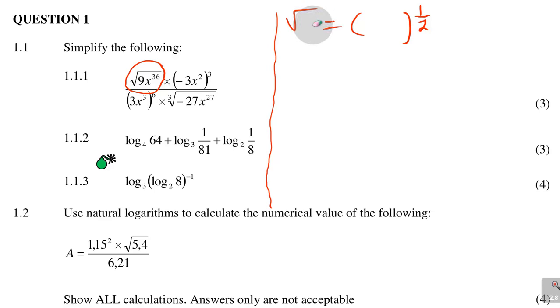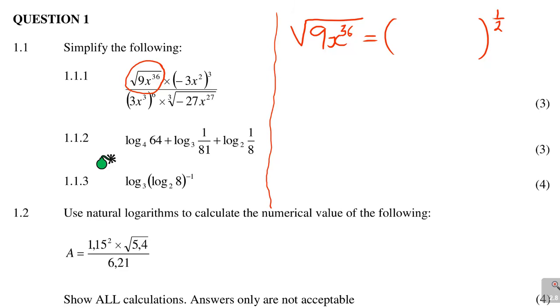When you are writing the square root of 9x to the power 36, it means you put brackets and then the power. I told you the square root simply means power half. Now again, what does 9 mean? Remember, these are exponents, so you have to use the laws. 9 is the same as 3 squared, so that you can simplify. It needs to be 3 squared times x to the power of 36.